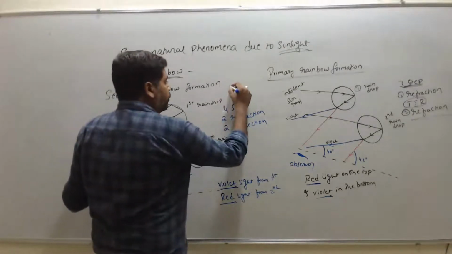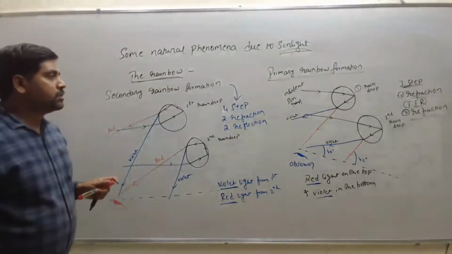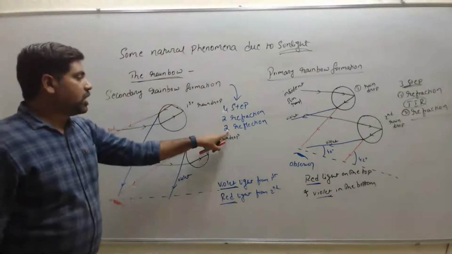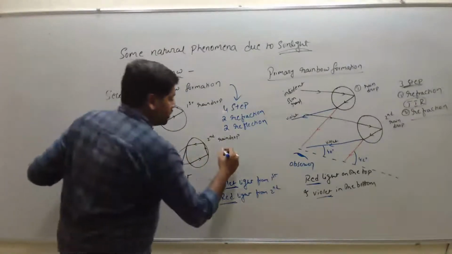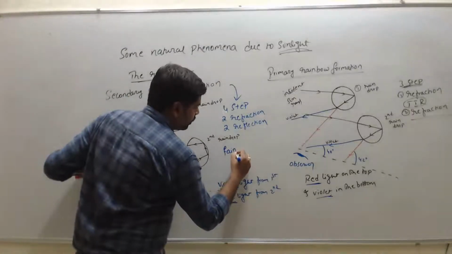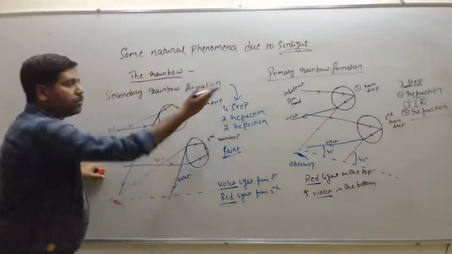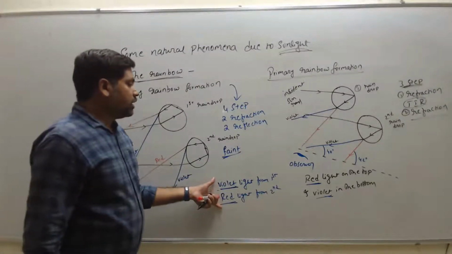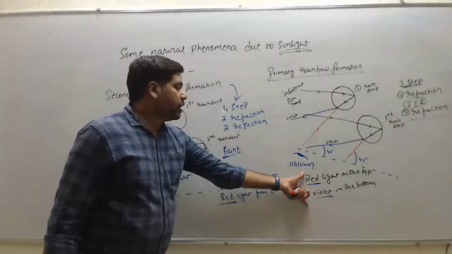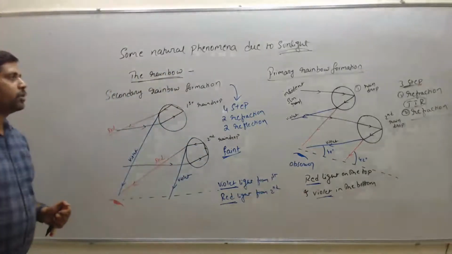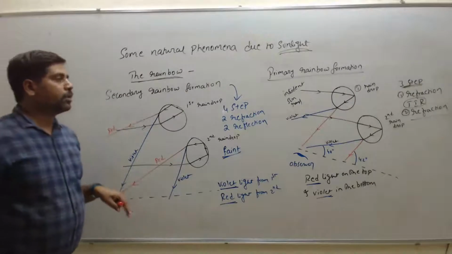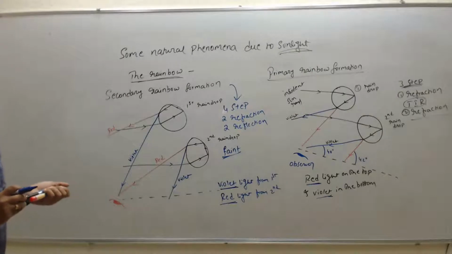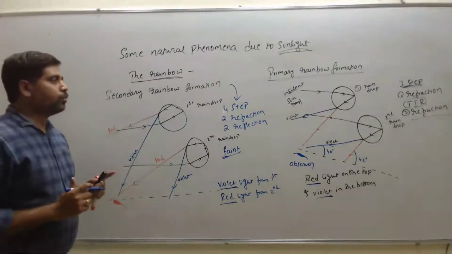So the secondary rainbow is a four-step process and the primary rainbow is three steps. Here we have two refractions and two reflections. Hence, this rainbow is faint compared to the primary rainbow, and in the secondary rainbow the pattern is reversed compared to the primary rainbow. So this is about rainbow formation, the condition for formation of a rainbow, and the primary and secondary rainbows.